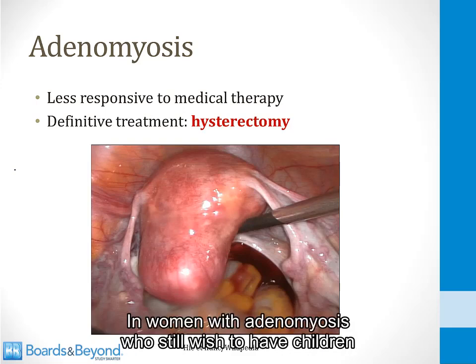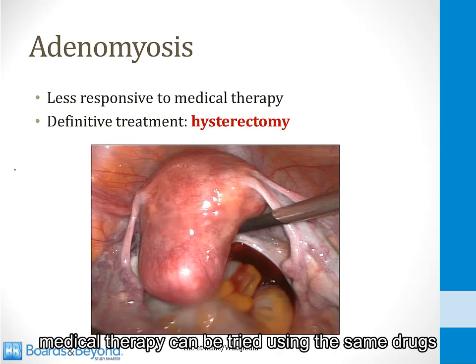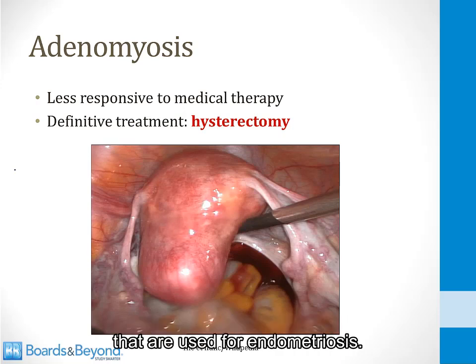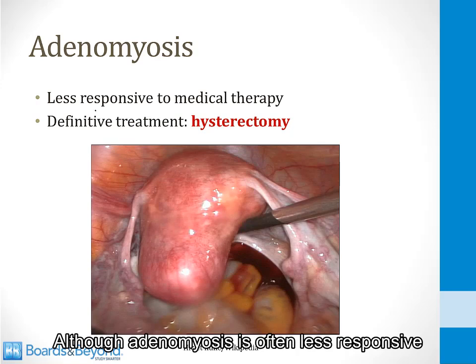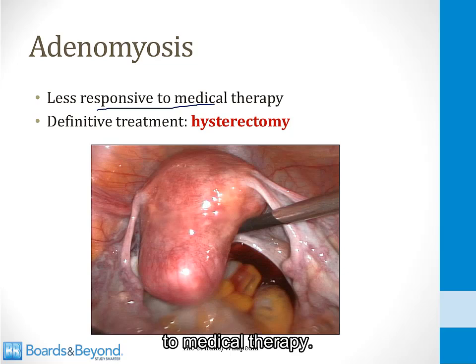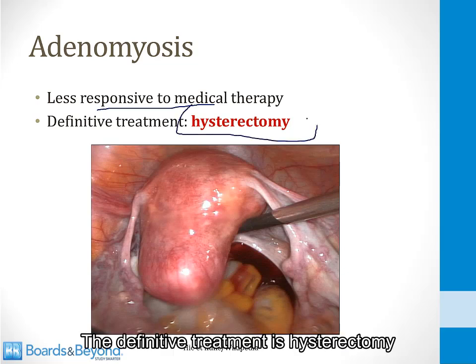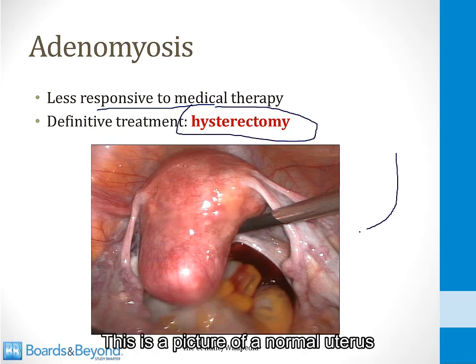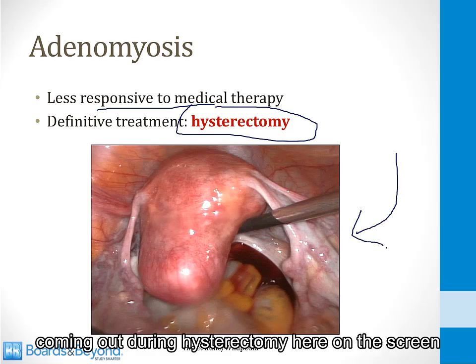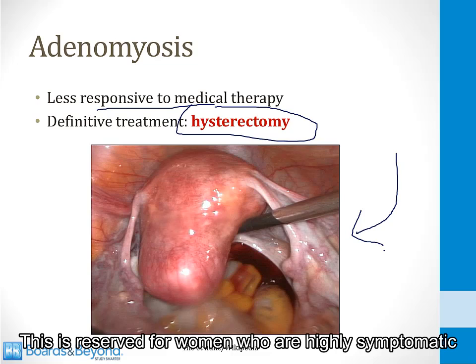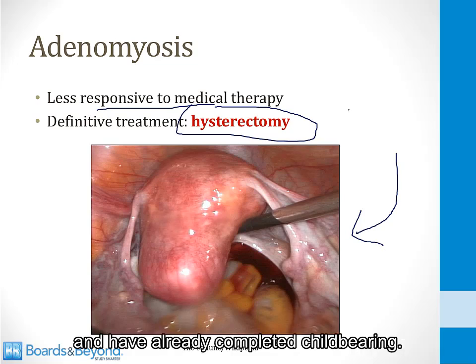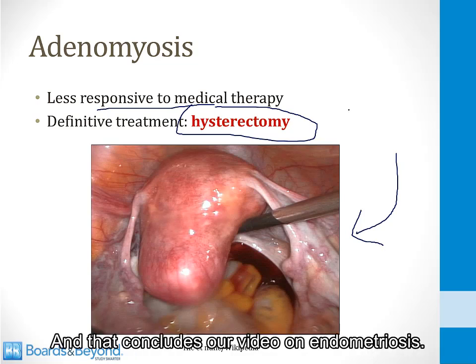In women with adenomyosis who still wish to have children, medical therapy can be tried using the same drugs that are used for endometriosis, although adenomyosis is often less responsive to medical therapy. The definitive treatment is hysterectomy to remove the uterus. This is a picture of a normal uterus coming out during hysterectomy here on the screen to remind you of that. This is reserved for women who are highly symptomatic and have already completed childbearing. And that concludes our video on endometriosis.